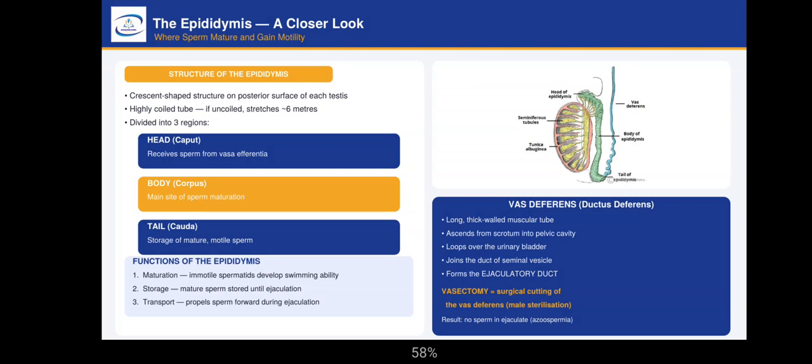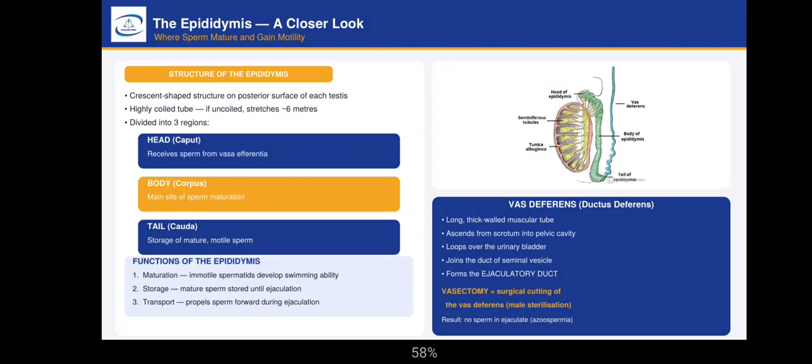Okay, and I believe many of you are not even up to 6 meters at all. That means if you should carry your epididymis as a male and we stretch it, it should be taller than you. But it just squeezes itself, coils so much, and occupies that tiny space behind the testis. All right, so it has a head, it has a body, and it has a tail.